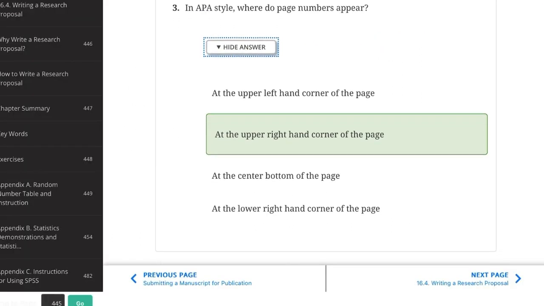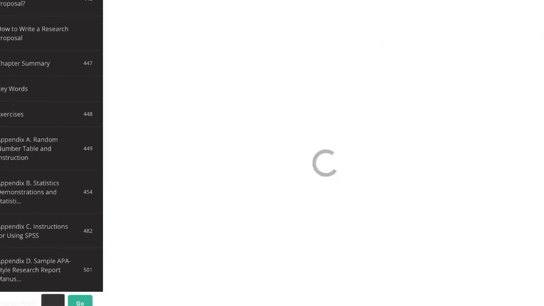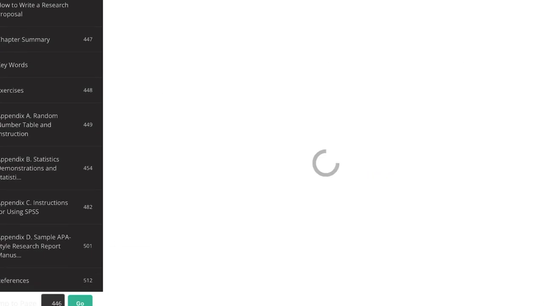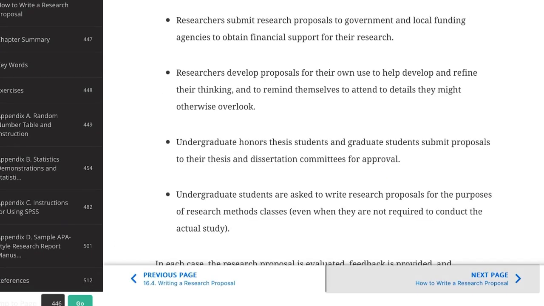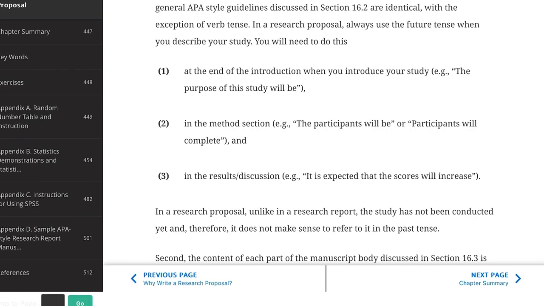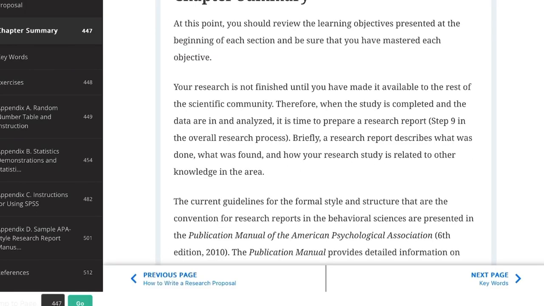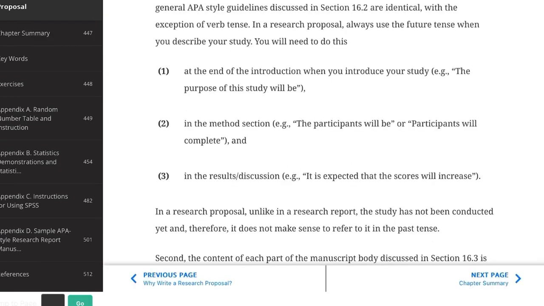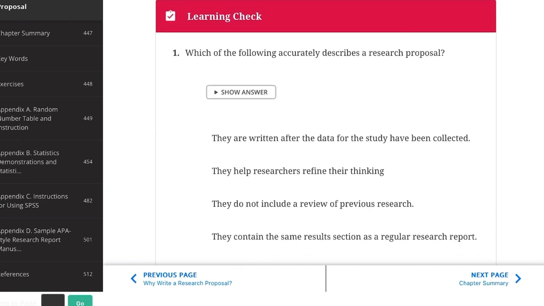So, as far as the learning check goes for this one, oh, nope, I went too far. I went to the chapter summary. Spoiler alert, we're almost done.